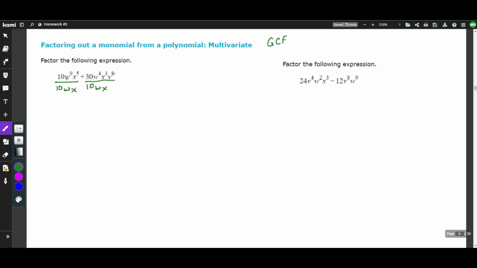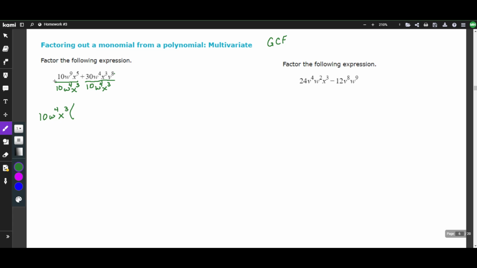When I'm looking at the W's, the most I can take out of both of them is W to the fourth, because the other one doesn't have 4, so I'm going to take a W to the fourth. And the X's, there are 5 on this side and 3 on this side, so the most I can take out of both of them is 3, because I don't want to get into negative numbers. So what I'm dividing out, this is my GCF, and I need to write that at the beginning of my factoring problem. So my GCF is going to be 10 W to the fourth, X to the third.